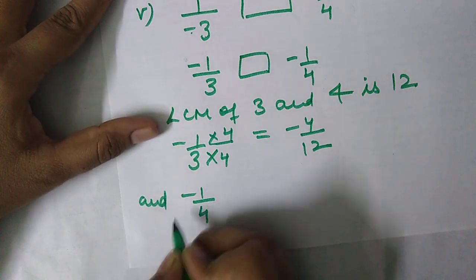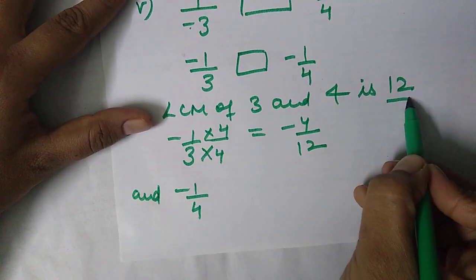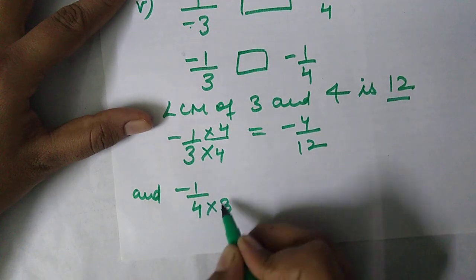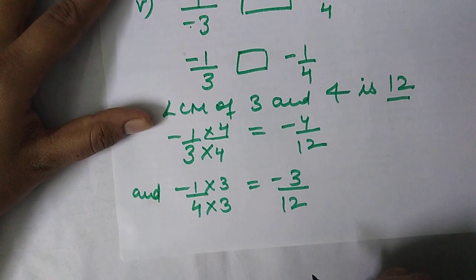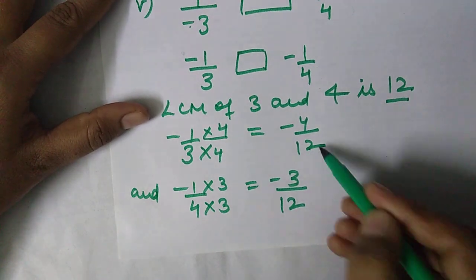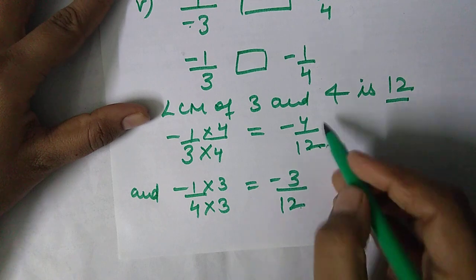Now this is the second fraction I am taking. I have to make the denominator equal to the LCM, that is 12. For that I have to multiply it with 3. So it is minus 3 by 12. Now both the denominators are the same, so we have to check the numerators.